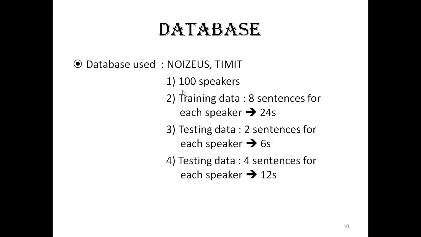So we test the system on two databases. One is Noisius, which is a noisy database, and TIMIT, which is essentially a clean database. We have 100 speakers in both the databases. We use 24 seconds of data per speaker in building the Gaussian mixture models, and we use 6 seconds of data for testing, and another testing experiment uses 12 seconds of data per speaker.